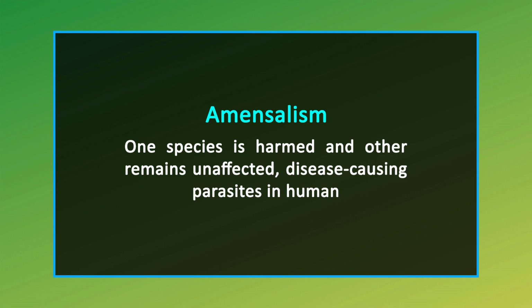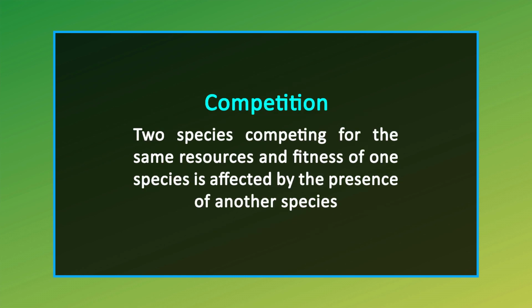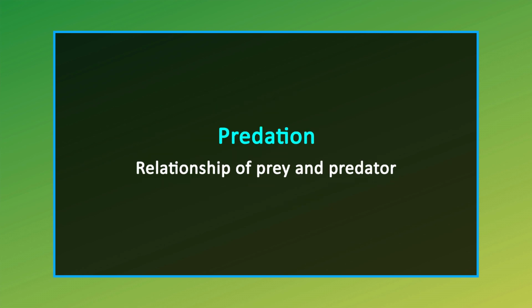Then amensalism. One species is harmed and the other remains unaffected. Disease causing parasites in humans are examples. Then mutualism. When two organisms interact together for the benefit of both species. For example, bees and flower. The association of Azolla and Anabaena. Another, competition. Two species competing for the same resources, and the fitness of one species is affected by the presence of another species. Predation. The relationship of a prey and predator.